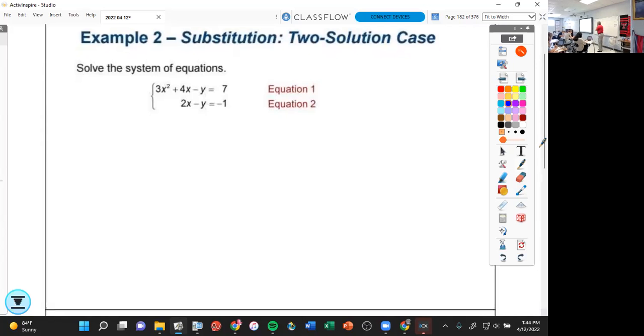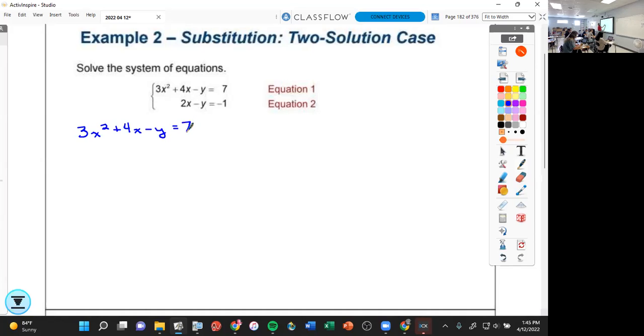Equation 1. If I was to graph that, what is it? It's a quadratic. So the graph looks like a parabola. Equation 2, what is it? It's a line. So to solve this system, we're doing it by substitution. I have 3x squared plus 4x minus y equals 7. And the other equation is 2x minus y equals -1. Step number 1, choose one of the equations and get a variable by itself.